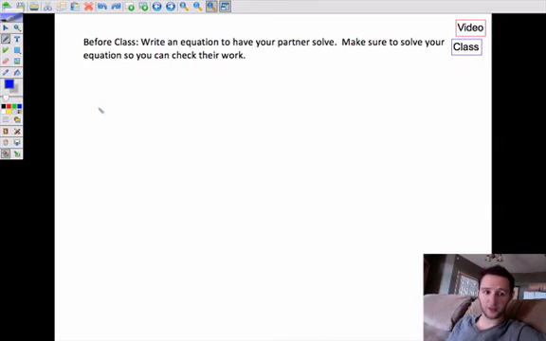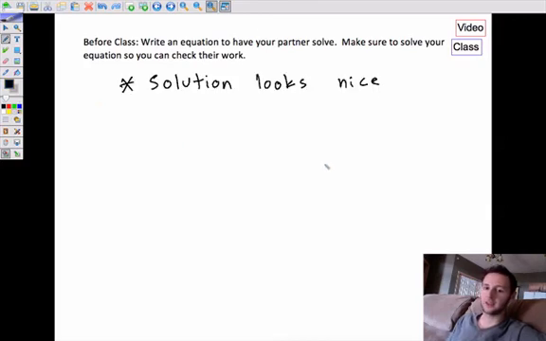The other really big important thing, it's surprisingly hard actually to write an equation where the solution comes out to be something like x equals 5 or x equals 8. So try and challenge yourself to do something like that.